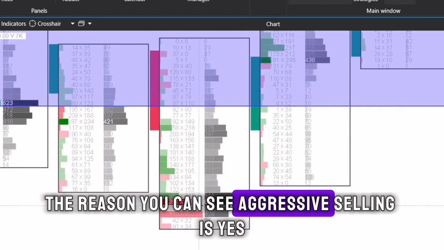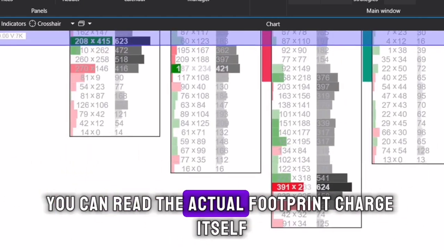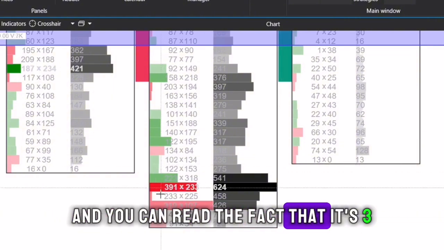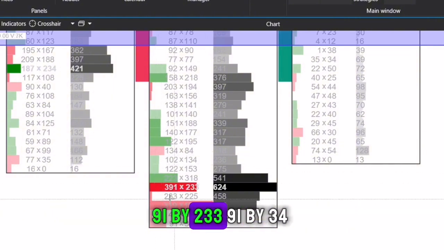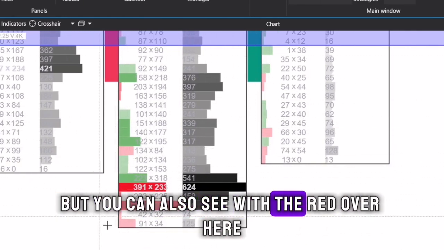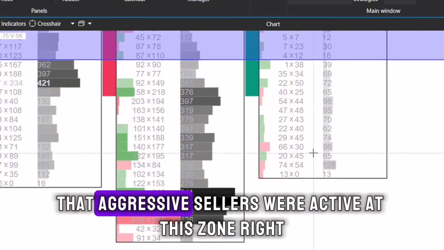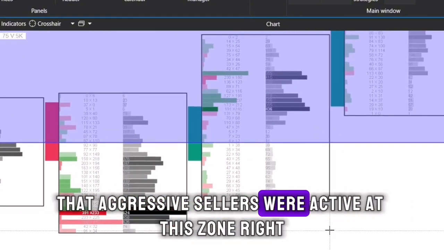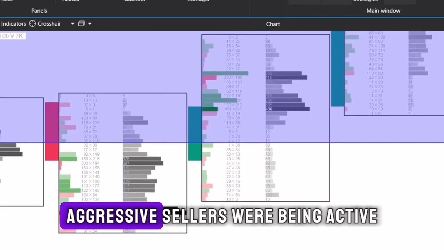The reason you can see aggressive selling is, yes, you can read the actual footprint chart itself, and you can read the fact that it's 391 by 233, 91 by 34, 319 by 107. So you can see that the volume is high at the bottom, but you can also see with the red over here that aggressive sellers were active at this zone, right? Aggressive sellers were being active.